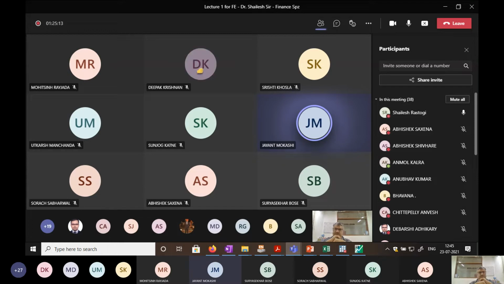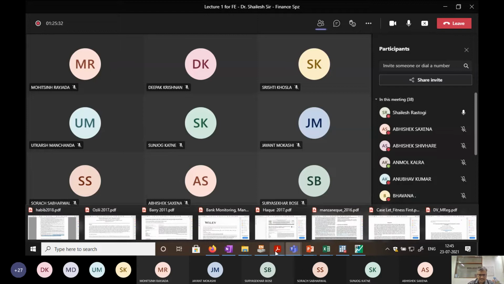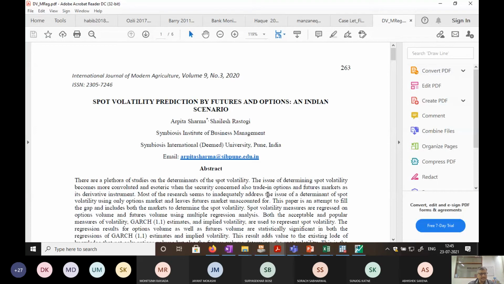We need to know the concept of regressions beforehand, so we'll start with that only. Anything else? Actually, did you get one caselet in chapter 2 in the material which I have shared? Have you gone through it? Did any one of you get time to read this paper? I said to skim through this paper. Has anyone gone through it?